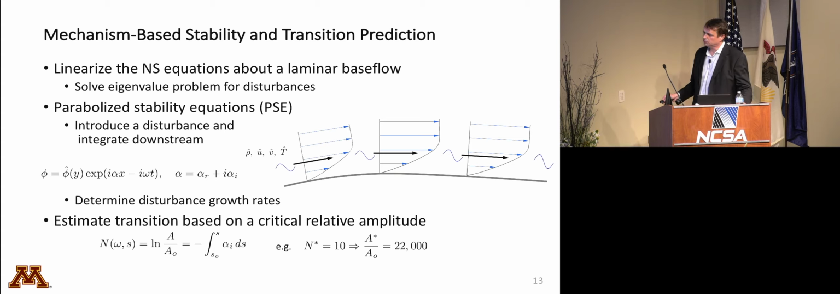And so then what we do is we say, well, we're going to use a critical N factor, which depending on the conditions, we might pick to say 10. And that means that when the amplitude has grown relative to the initial amplitude by this factor, we have transition.